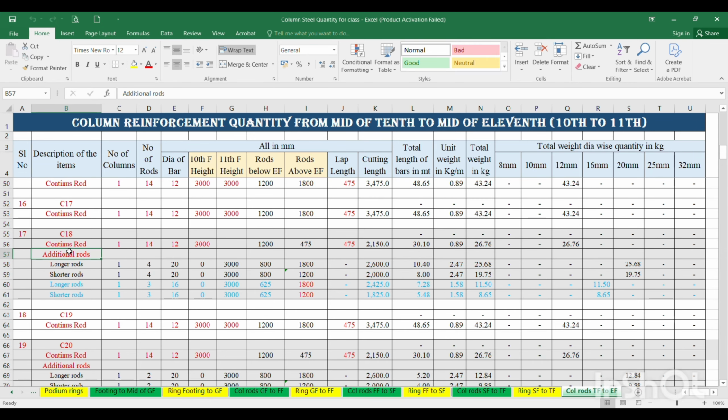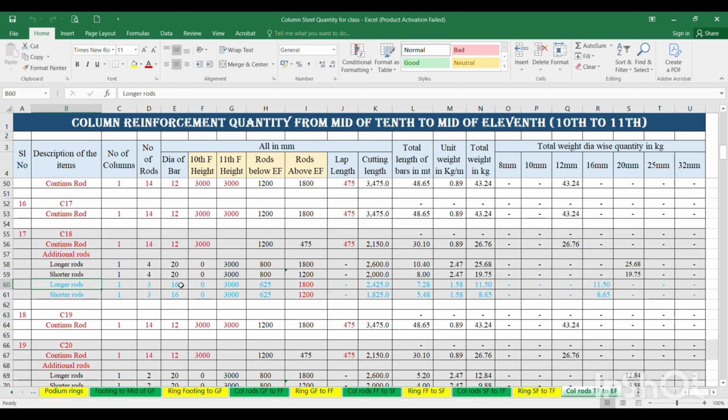So out of 8, this is the additional rod. 4 longer rods and 4 shorter rods have to be installed because of the staggering. So out of 8, 4 longer and 4 shorter have to be taken. Dia of the rod is 20, and this rod will not come in the 10th floor level; it goes only into the 11th floor. This 800 mm is to be installed from below the 11th floor, and the rod above the 11th floor is in a 0.6 and 0.4 ratio. Then the cutting length has to be calculated, and for this no lap length is needed.